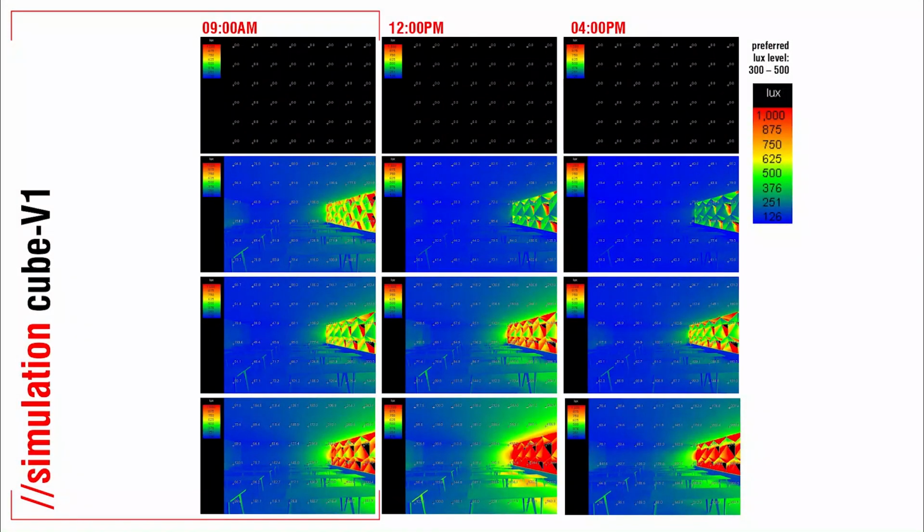So let's go to the simulation. The results of this cube V1 module facade could be seen here, with most of the areas not receiving the optimum amount of daylight. It can be seen in the false color diagram here that the green color should be the optimum area, where it receives a lux level between 350 to 500 lux.